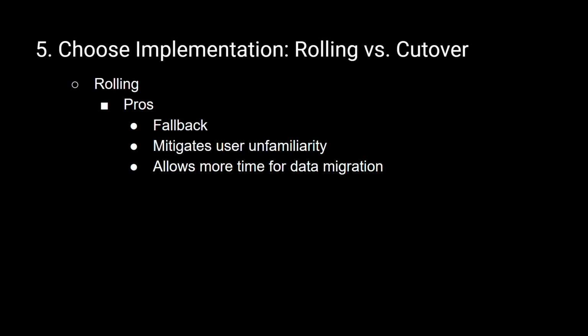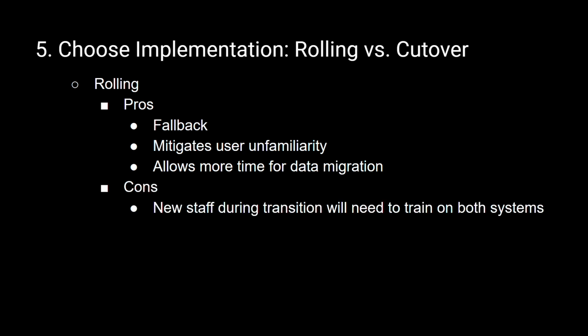Now, some of the downsides of a rolling implementation would be that during the transition period, during your migration period, any new staff, any new hires are going to need to be trained on both the old system and the new system. Also, having data in two different systems can complicate reporting. If you have reports pulling from the old system and the new system, if you're sending that to customers, or if you're even using it internally, you may need to figure out how you're going to merge that data so you're not having to go back and forth between two different reports.